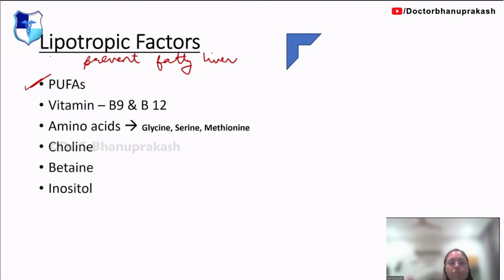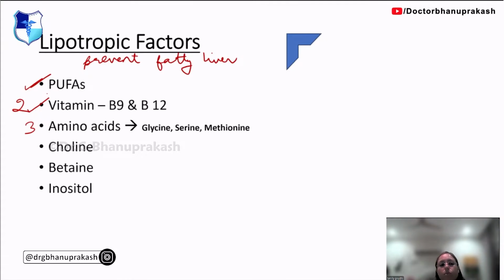Then 2 vitamins, B9 and B12. Then 3 amino acids. So 2 vitamins, 3 amino acids. These 3 amino acids are glycine, serine, methionine. Then choline, betaine, inositol. Please cram all the lipotropic factors.